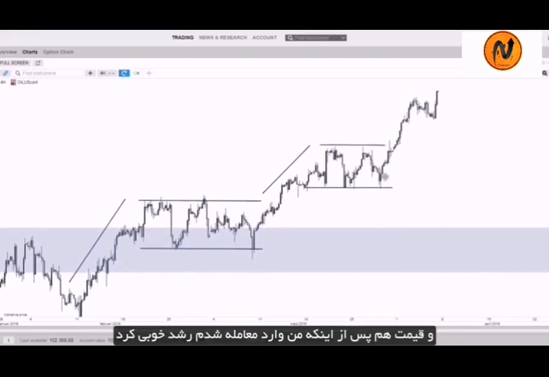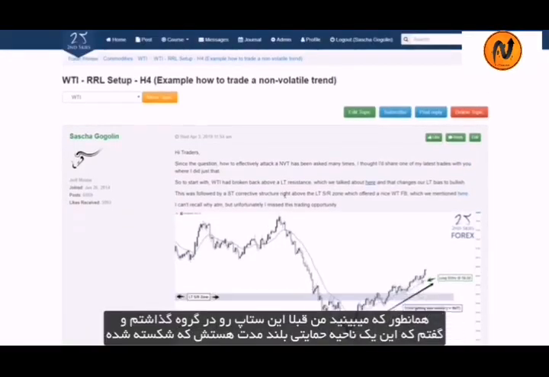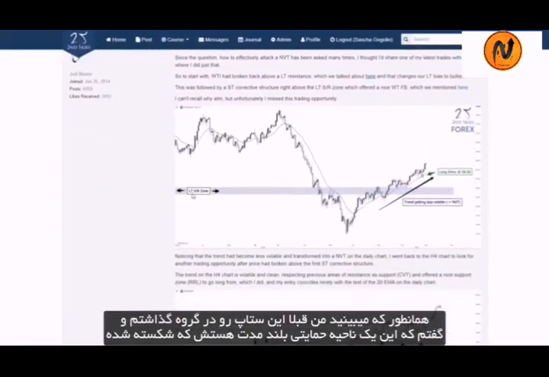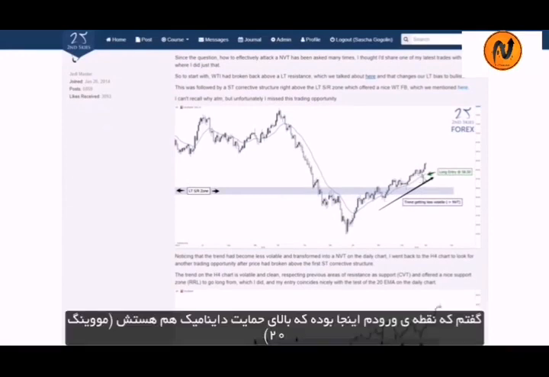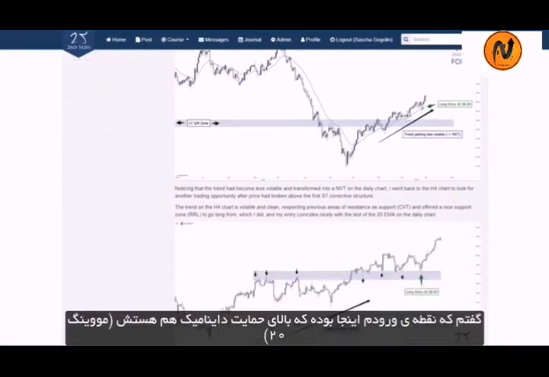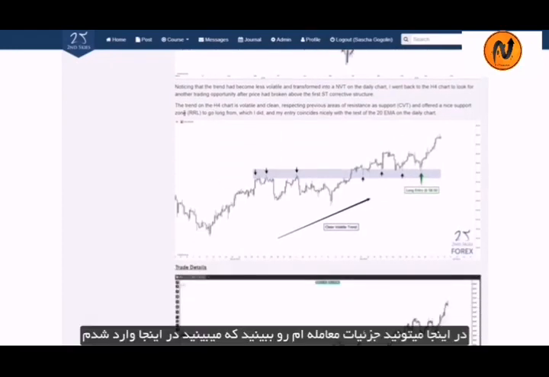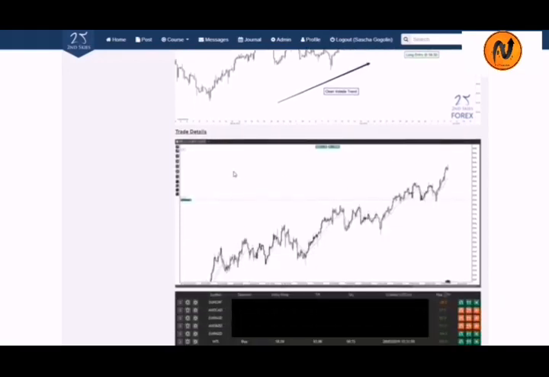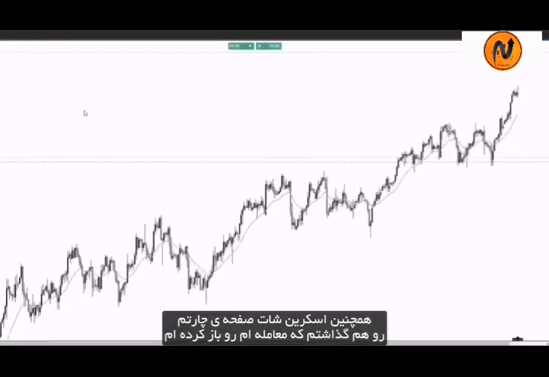And exactly that happened after I took my entry here. And this was what I shared here in the course. You can see here I shared the long-term support and resistance zone. It was broken. I talked about my long entry here, which was at the dynamic support. And here you can see my trade details. Here I entered my trade. I also shared my screenshot of my trading platform where you can see my entry right here.